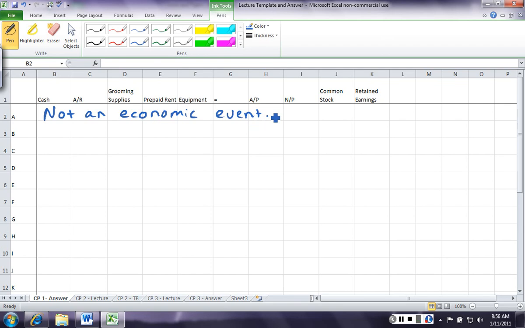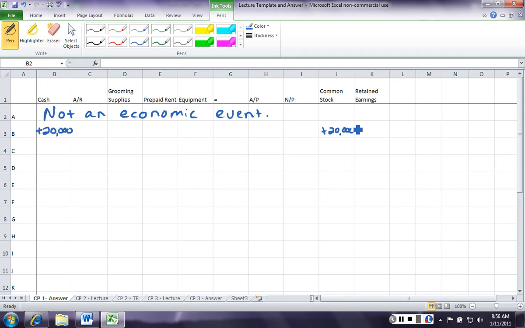B, on November 1st, Lions and Tigers deposited $20,000 in cash to its bank account. This money was exchanged for common stock. So your cash is going to go up $20,000, and your common stock is going to go up $20,000, and that is your B. So when you exchange stock, that's what you're going to do.